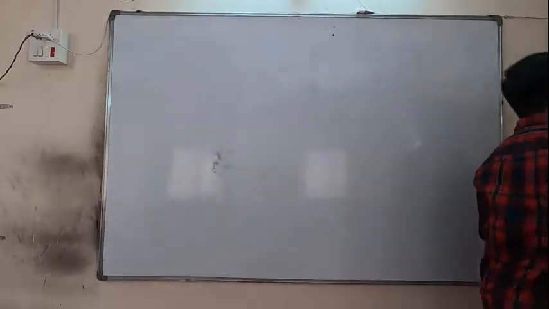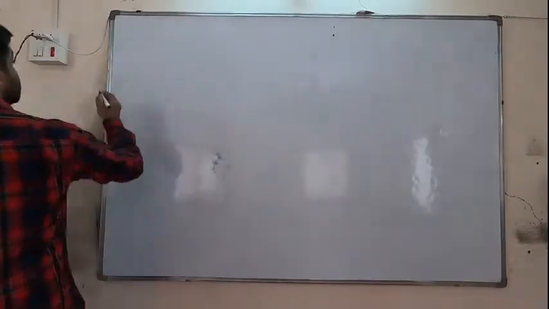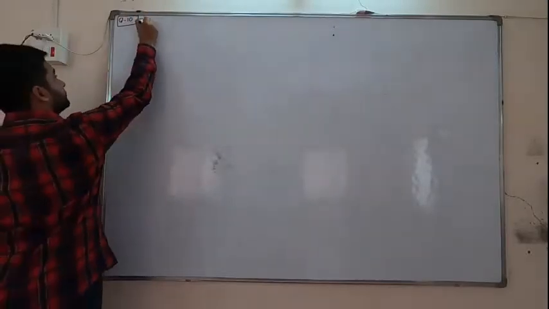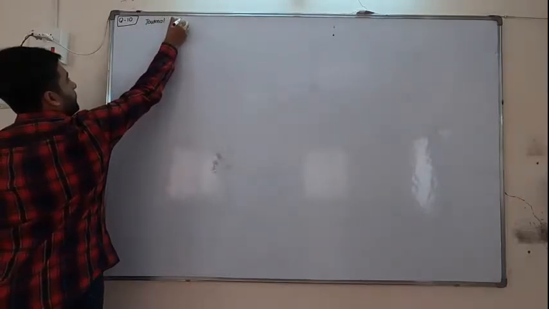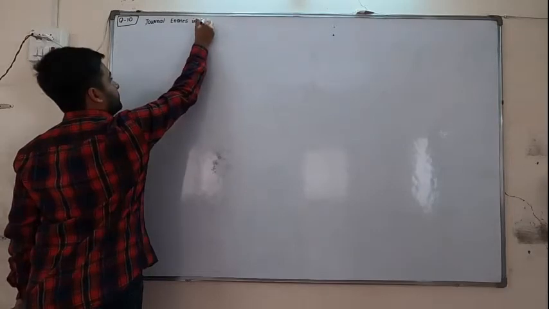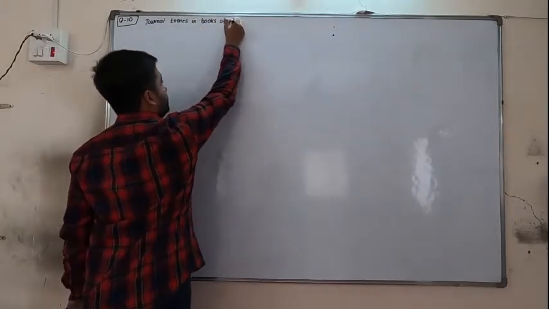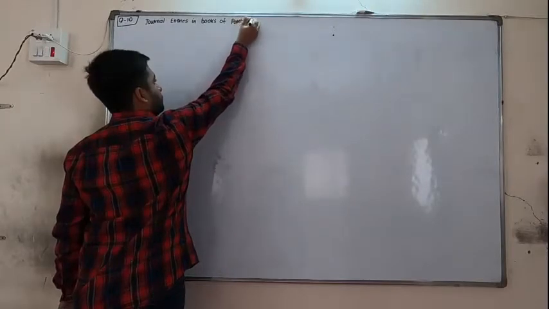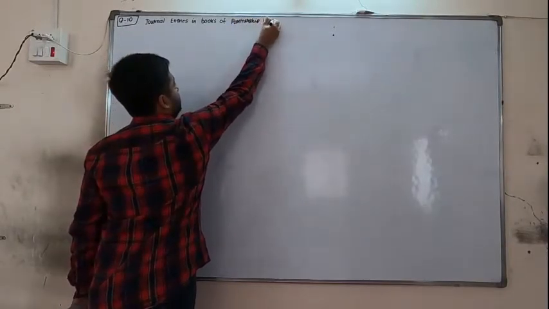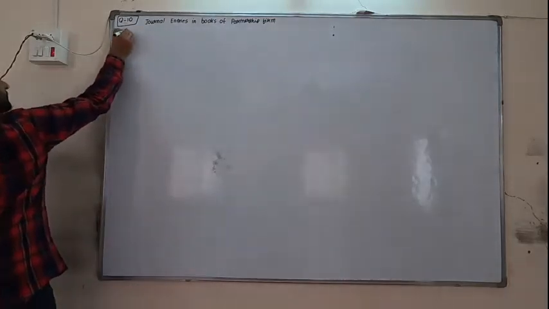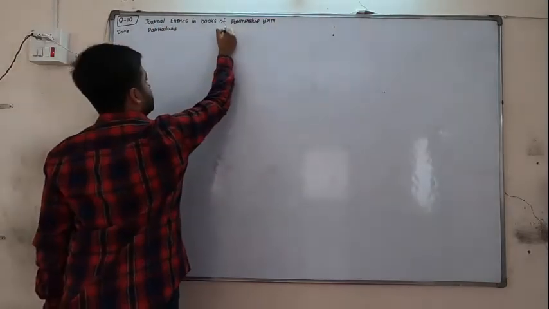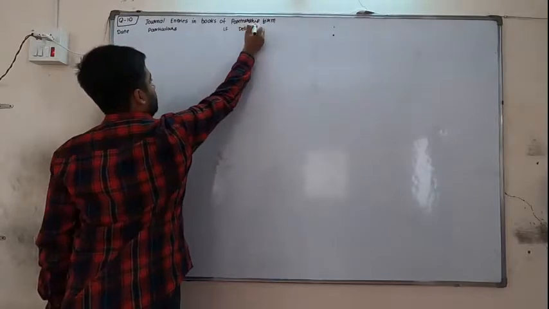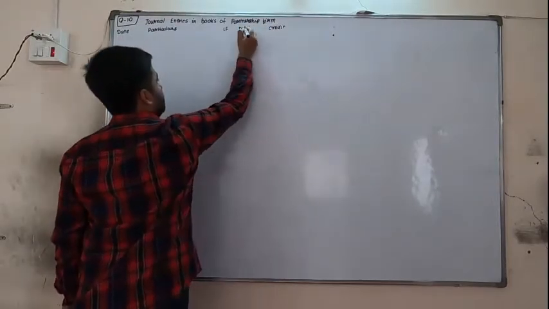So first we will prepare a format of journal entries. Question number 10. Journal entries in books of partnership firm. Date, particulars, LF, debit, credit.